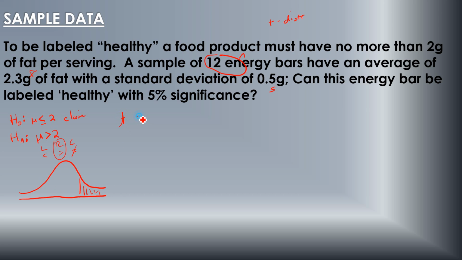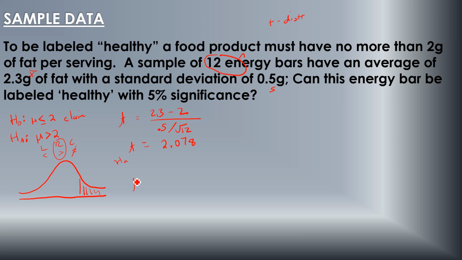Let's get our t-score. So that's going to be 2.3 minus 2, over S, which is 0.5, divided by square root 12. Okay, so what do we get? Typing it in. And we should get, for our score right here, a 2.078. Okay, so that's our t-score for our claim, our HA.